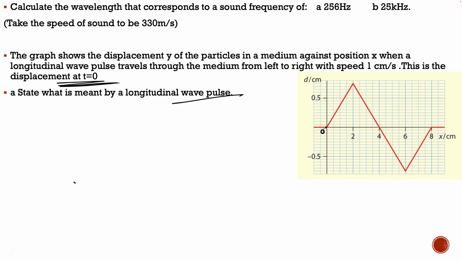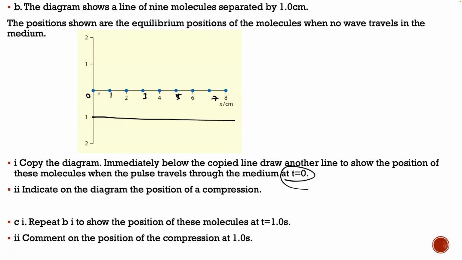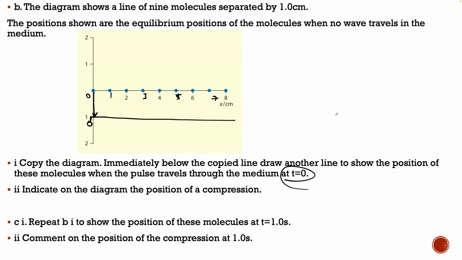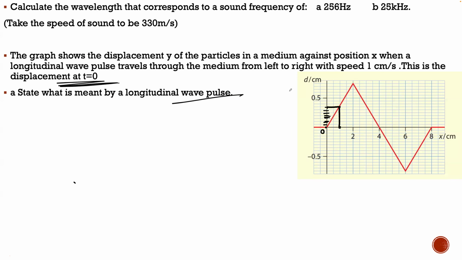How much has particle 0 moved? Nothing. So particle 0 will remain at 0. So I'll draw it as 0 dash. It will stay there only. Next, how much has particle 1 moved? It has moved by 0.05, 0.1, 0.15, 0.2, 0.25, 0.3, 0.35. It has gone 0.35 centimeter to the right. So 1 dash will go here. Why right? Because we're dealing with a positive peak. What about the particle at 2?